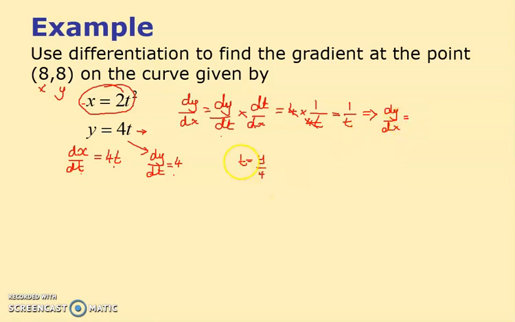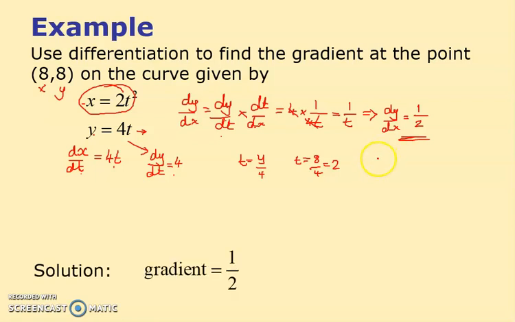So dy by dx, well, let's just go here. My 8 is what my y value is. So t is 8 over 4, which is 2. So now I know t, dy by dx is 1 over 2. There you go, it's a half. Let's see if I agree with myself. Gradient is half, there you go.